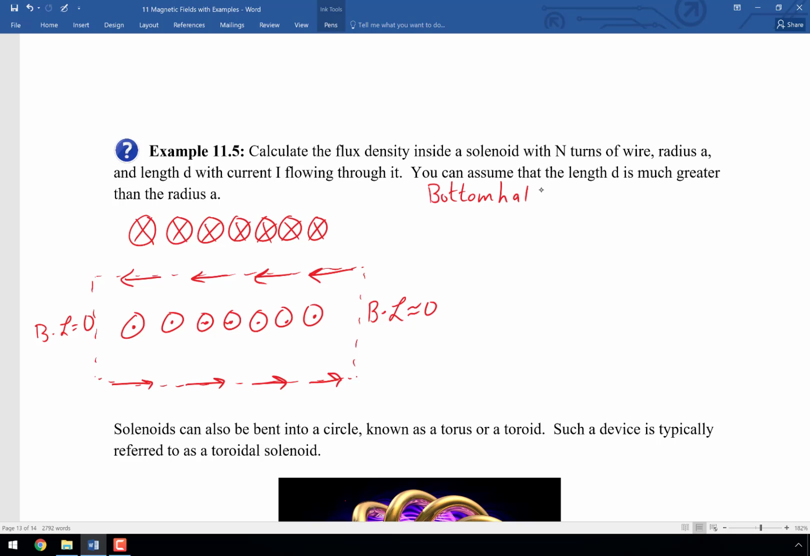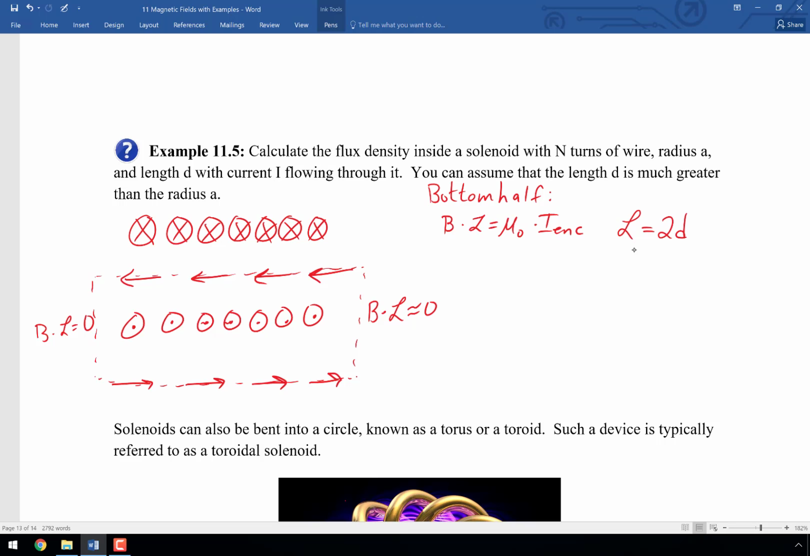So let's consider now that this path is just going to consider the bottom half. Notice that we aren't really considering the top half at all. Up here, this would be the top half. We aren't considering those yet. So we're going to just consider the bottom half. Well, we know that B times L is equal to mu sub 0 times I enclosed. And L, in this case, we have a D inside on the top and a D outside on the bottom. So this is equal to 2 times D.